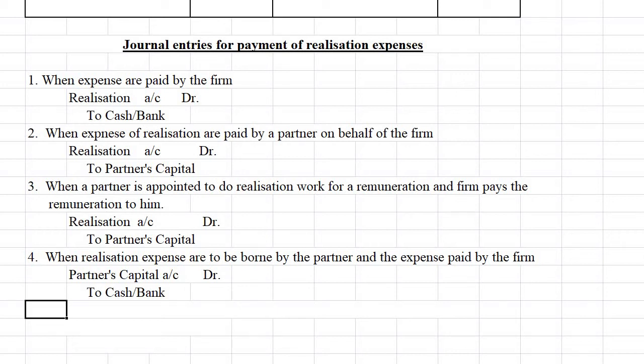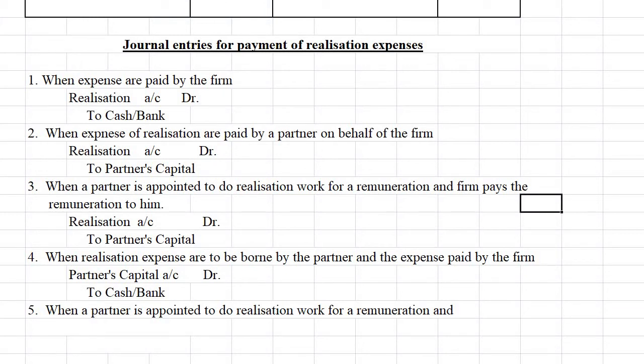Okay. The next case, when a partner is appointed to do the realization work for a remuneration and that expense is met by that partner. For example, Dia is appointed to do the realization work for a remuneration of 2,000 rupees. But actually she had incurred an expense of 1500 only. She paid the expense from her pocket. She has paid 1500 rupees as realization expense.